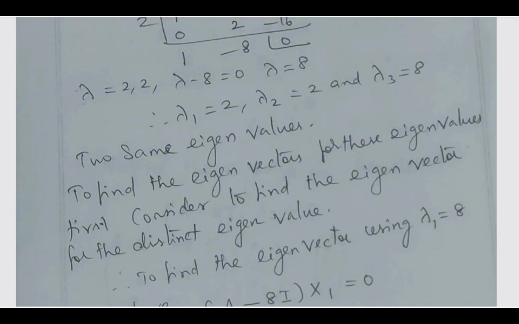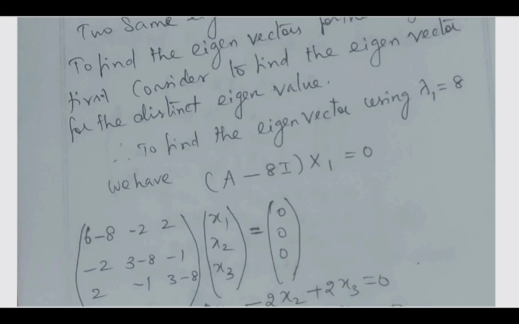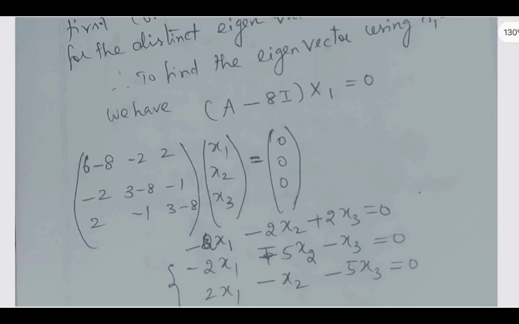So in this case, how to find the eigenvectors of these eigenvalues? First consider finding the eigenvector for the distinct eigenvalue. That means this is the distinct eigenvalue, so automatically we need to consider first lambda 3 equal to 8. I started to find my eigenvector: A minus 8I into x1 is equal to 0. Along the diagonal we subtracted 8: 6 minus 8, 2 minus 8, 3 minus 8, with the off-diagonal entries, into x1, x2, x3 is equal to 0.